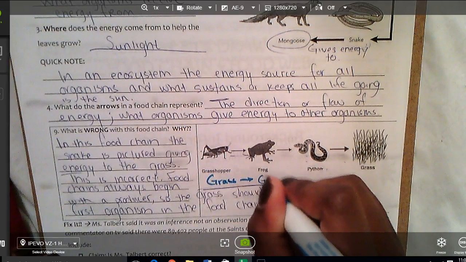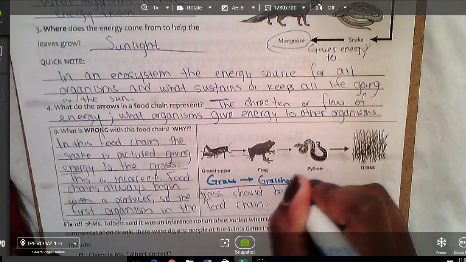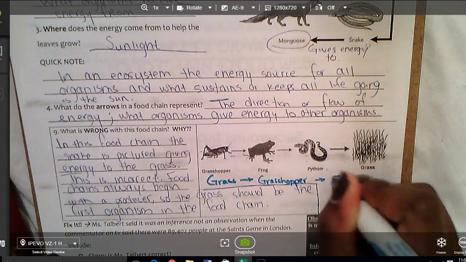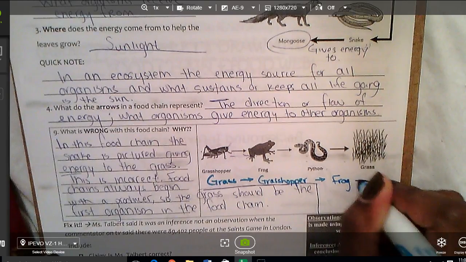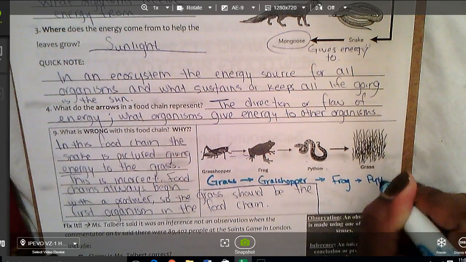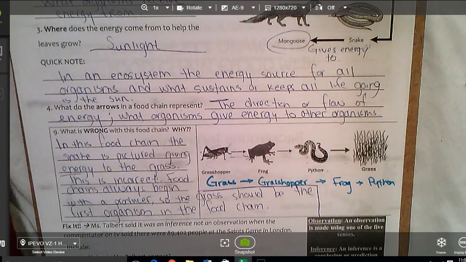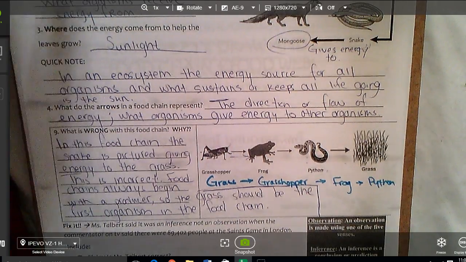gives energy to the grasshopper, which gives energy to the frog, which gives energy to the python. Make sure you rewrite that at the bottom.